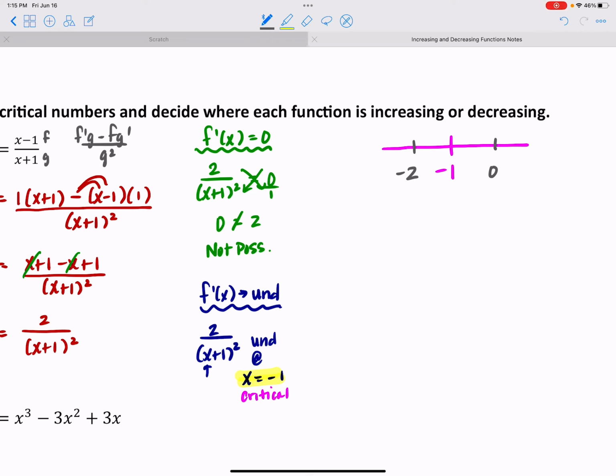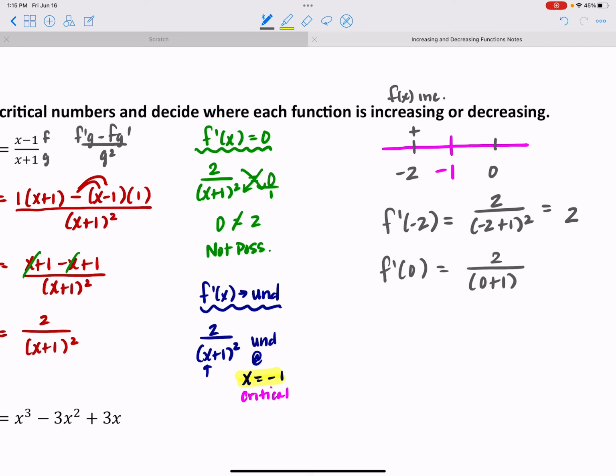because I want to know what's happening with the slope there. So if I find f prime of negative 2, I'd be looking at 2 over negative 2 plus 1 squared. So negative 2 plus 1 is negative 1. Negative 1 squared is 1. 2 divided by 1 is going to be 2. That's a positive result. So that means before this critical number, our graph is positive. That positive result means our slope is positive. That means f of x is increasing. Okay? Now I want to find f prime of 0. So 2 over 0 plus 1 squared.